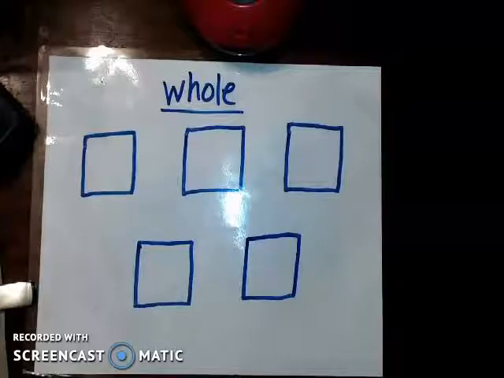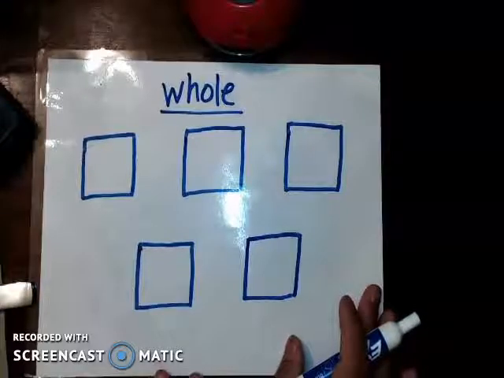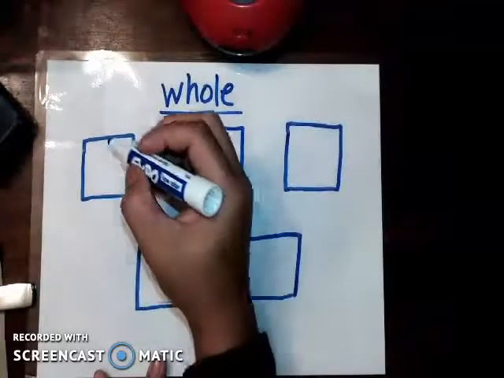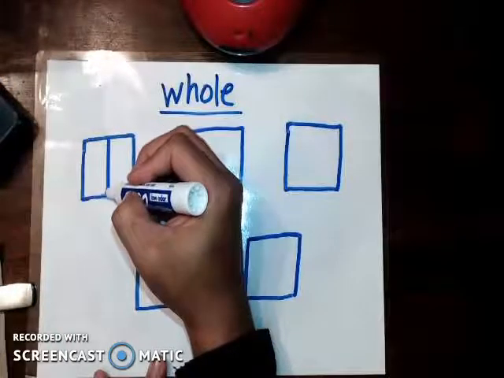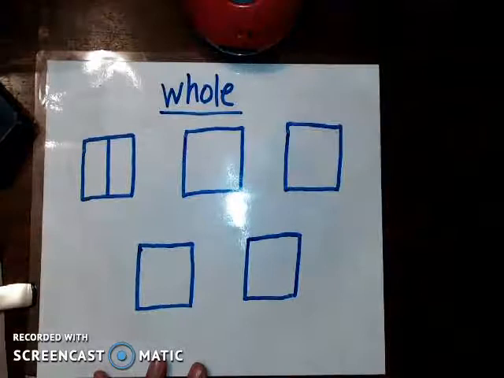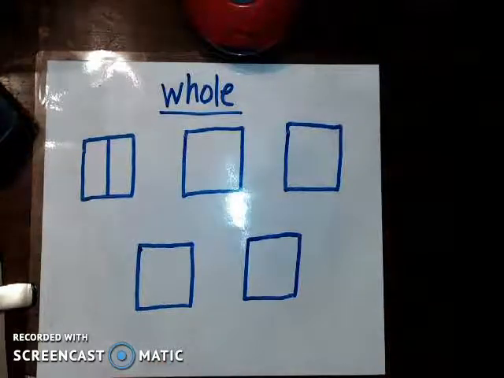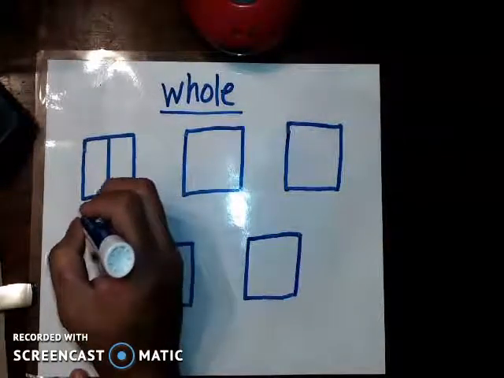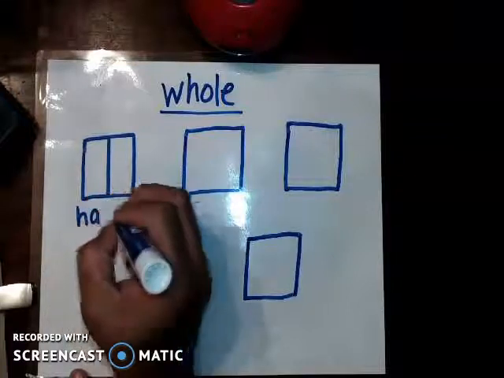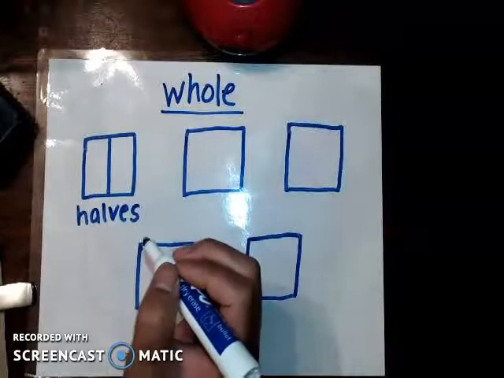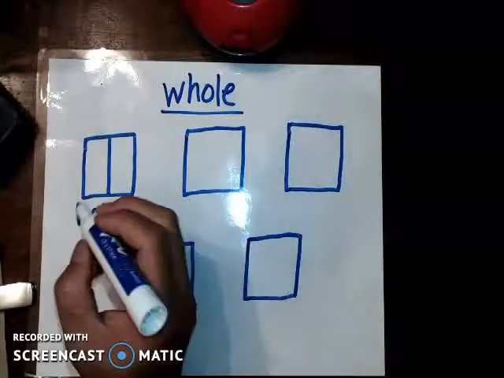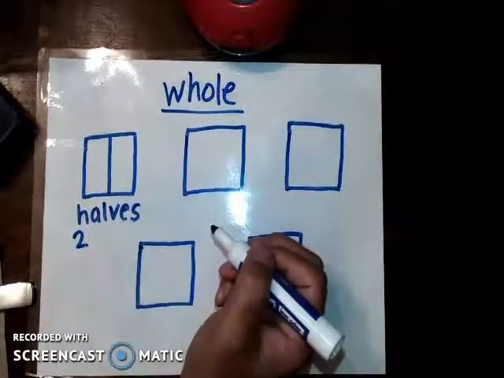Great. So now that you have your 5 squares, we're going to split the very first one right down the center, as close to equal parts as possible. We call 2 equal parts halves, and let's write that word on our board. So this is split in half. There are 2 equal parts.